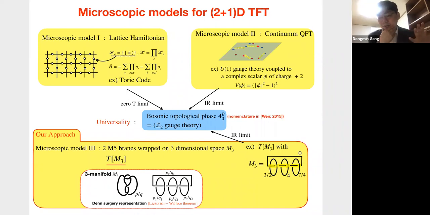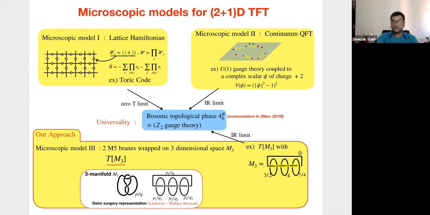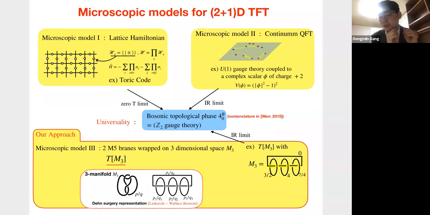It was long believed that this is also true in every dimension, but recently it turned out that there is a counterexample in the 3+1 dimensional case. In 3+1 dimensions, there are gapped lattice Hamiltonian systems whose IR physics, the zero temperature limit, is not described by a topological field theory. These are called fracton models. It is not true in higher dimensions, but in 2+1 dimensions it is still believed to be true for all gapped Hamiltonians. At least, this is not the main example of my talk.